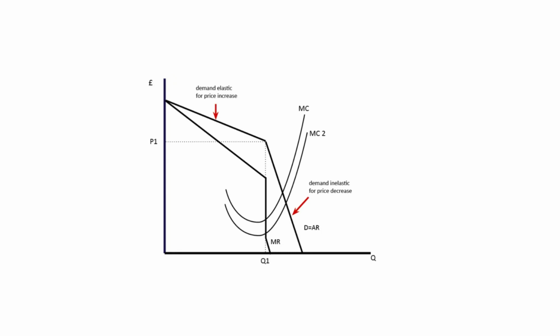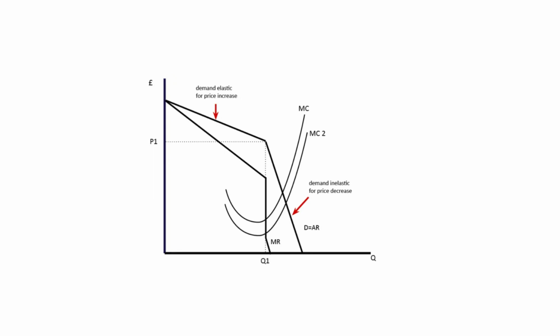Uncertainty. The model relies on the assumption that firms believe their rivals will maintain prices in response to price cuts but match price increases. This mutual understanding contributes to a level of uncertainty, making firms hesitant to make significant changes to their pricing strategies.